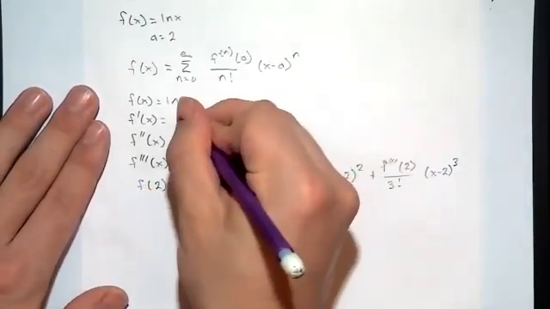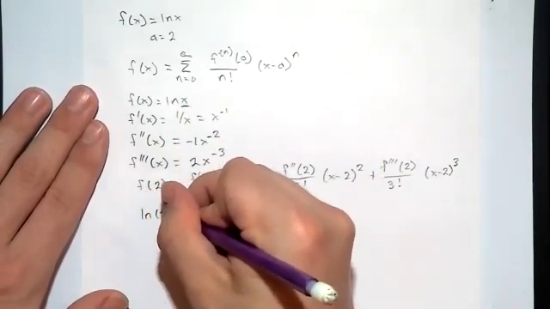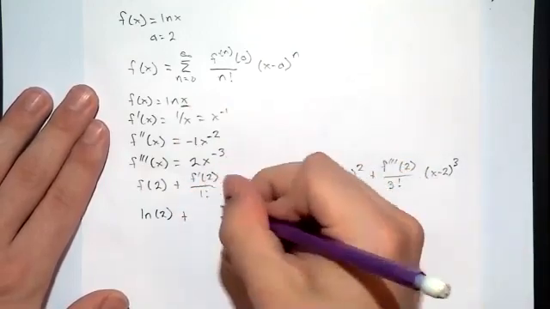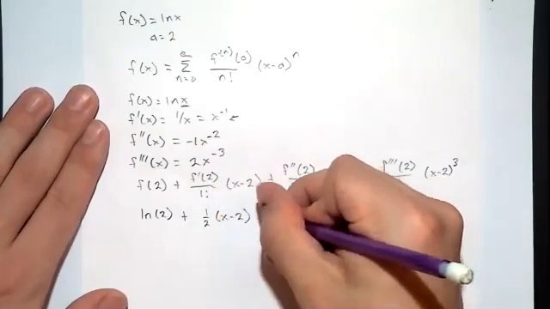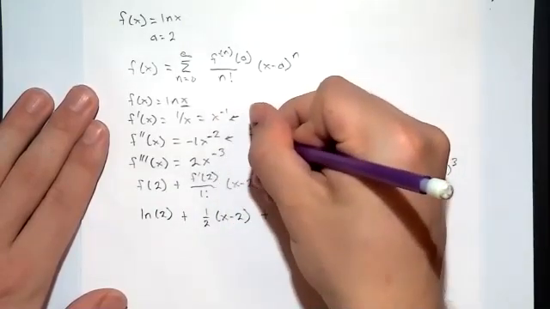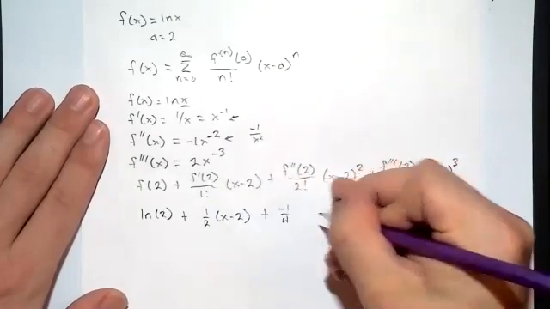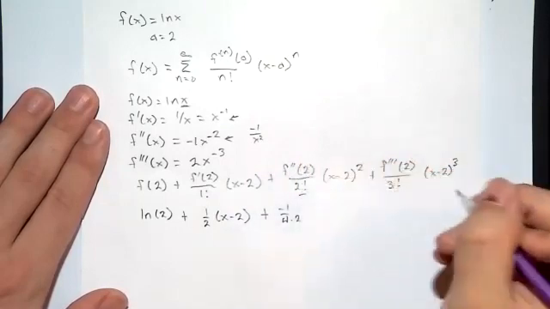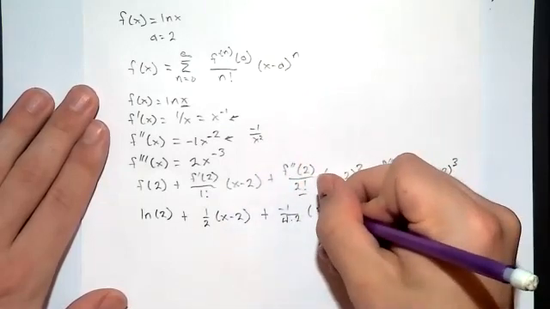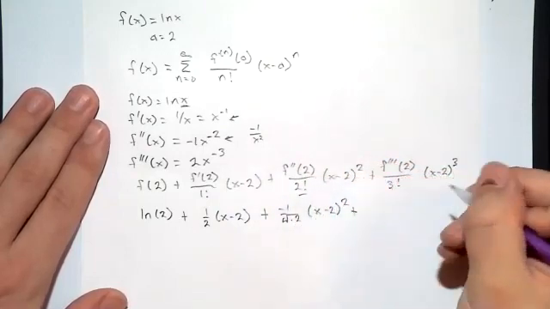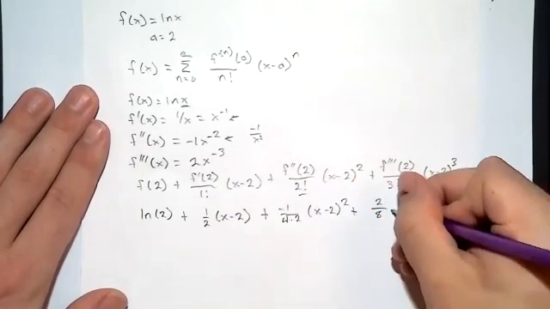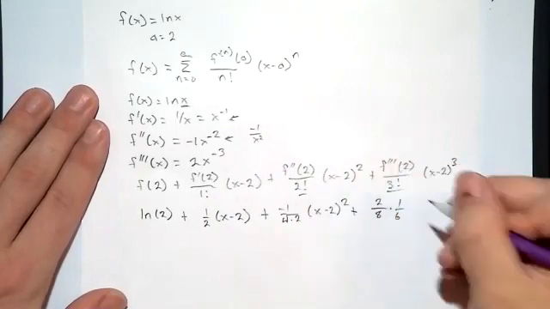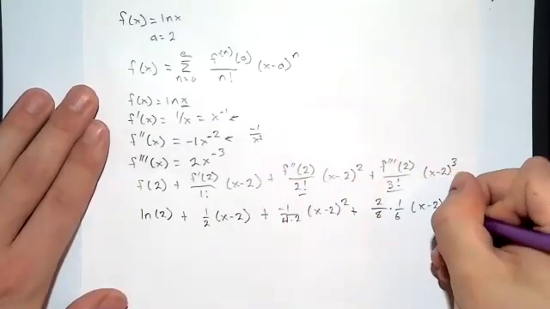So f of 2 is natural log of 2, plus, plugging into f prime, it's 1/2 times 1 factorial, which is just 1, times x minus 2, plus, plugging into f double prime, which is negative 1 over x squared, that's negative 1/4 over 2 factorial, times x minus 2 squared, plus 2 over 8 over 6, because 3 factorial is 6, times x minus 2 cubed.